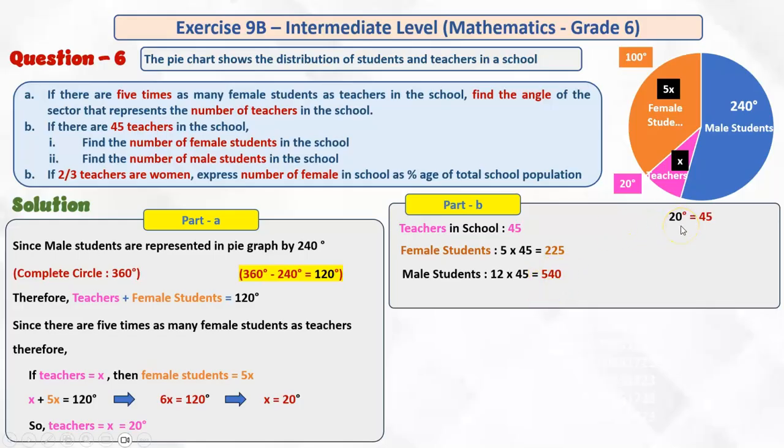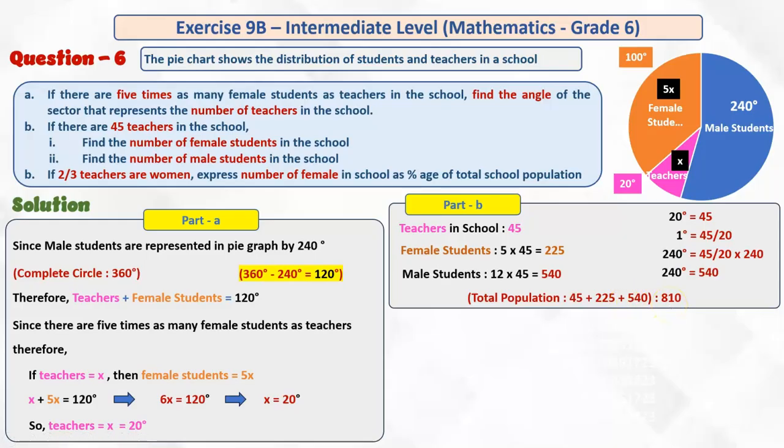Since for 20 degrees we know that there are 45 teachers, this means that 20 degrees represents 45 teachers. So 1 degree would represent 45 divided by 20, and 240 would then represent 45 divided by 20 times 240, which is also 540. So this was just another way of calculating the male students. And if we add 45 plus 225 plus 540, we get the total population, that is 810.